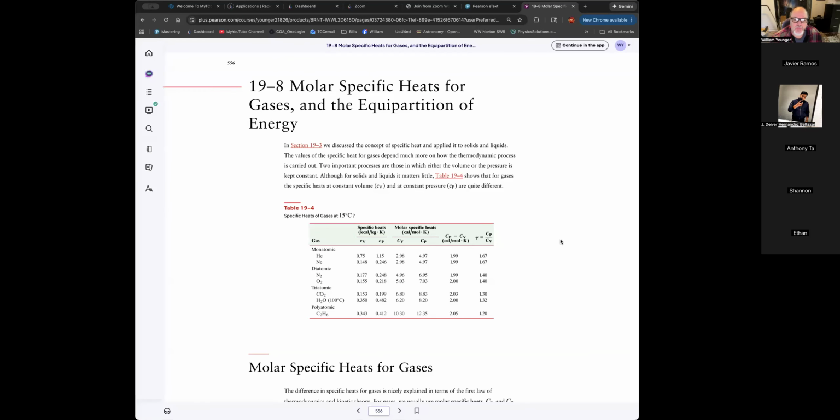And I'm going to go ahead and share my computer screen with you for a second so we can get started talking about what we're talking about today. And that brings us to something called molar specific heats for gases and the equipartition of energy. So this is a table, and this is the whole reason I'm showing you this part of the book: if you look at specific heats, they seem to have no rhyme or reason.